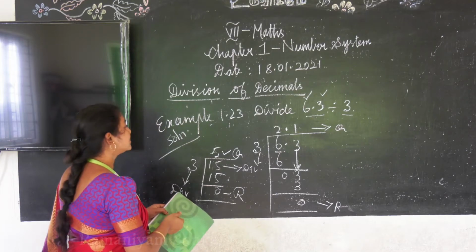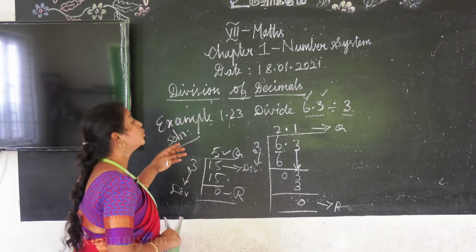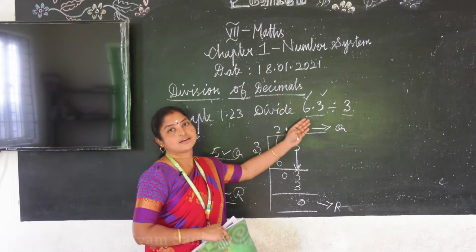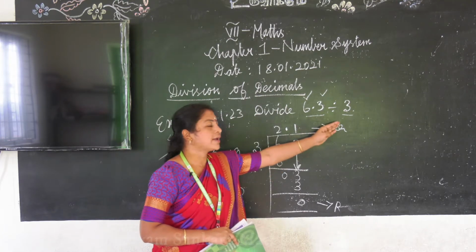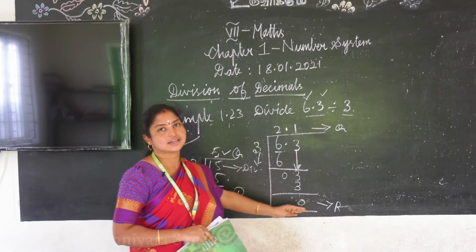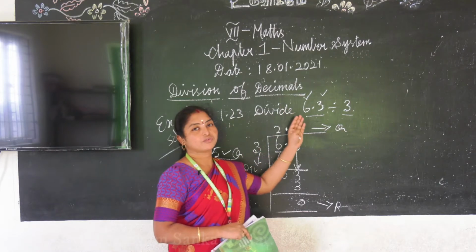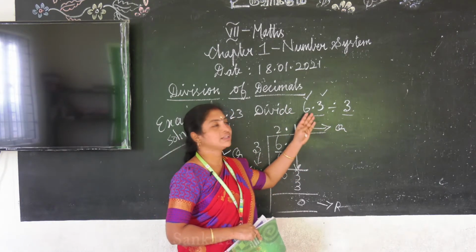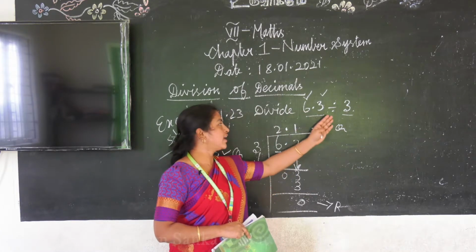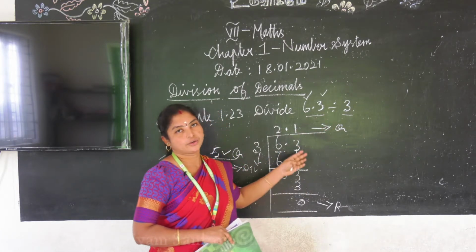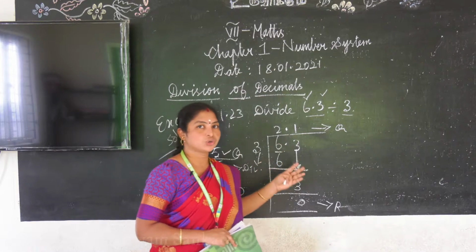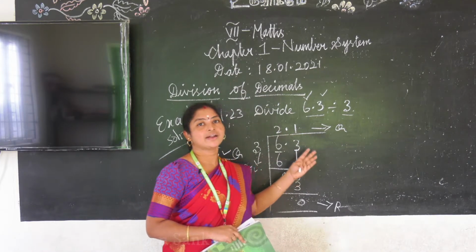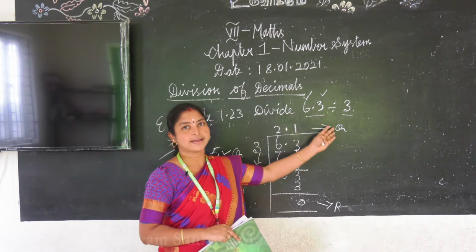This is the sum of how to divide a decimal number by a whole number, because 6.3 is a decimal number and 3 is a whole number. I hope you understood how to divide a decimal number by a whole number.